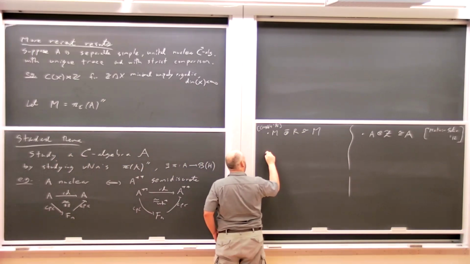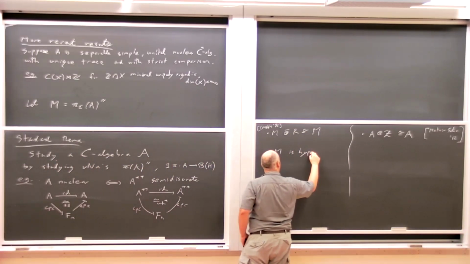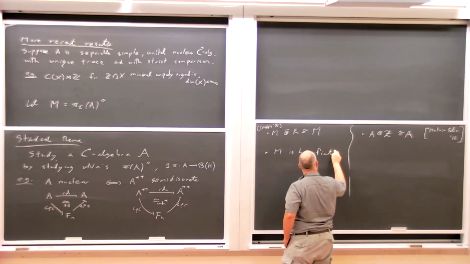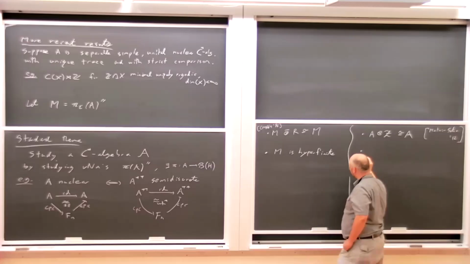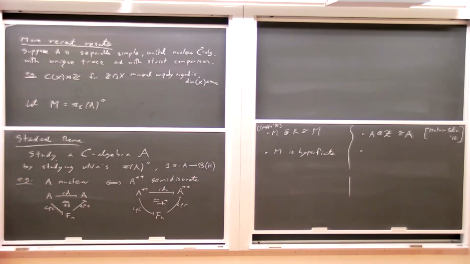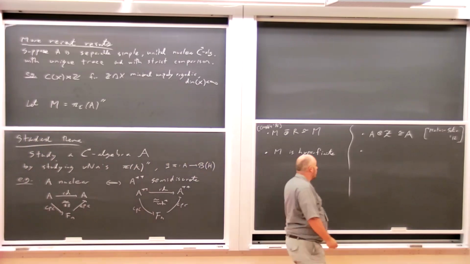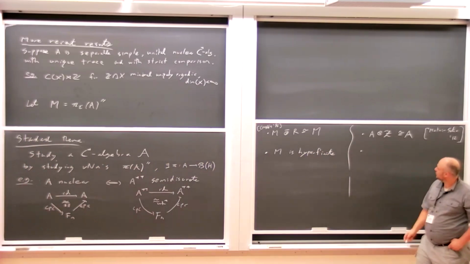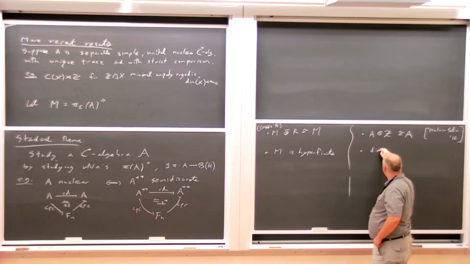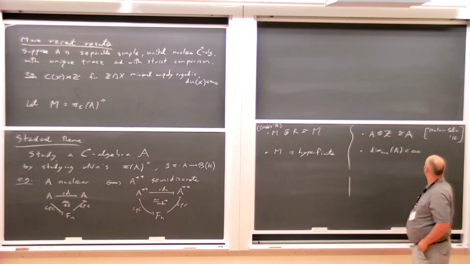Other properties you get, for instance: M is hyperfinite. I guess the direct analogy would be A is AF. That's almost never going to happen. Even for C of X cross Z, it's never an AF algebra. But there's a sort of several-colored version of hyperfiniteness, which is finite nuclear dimension, which does hold under these hypotheses.